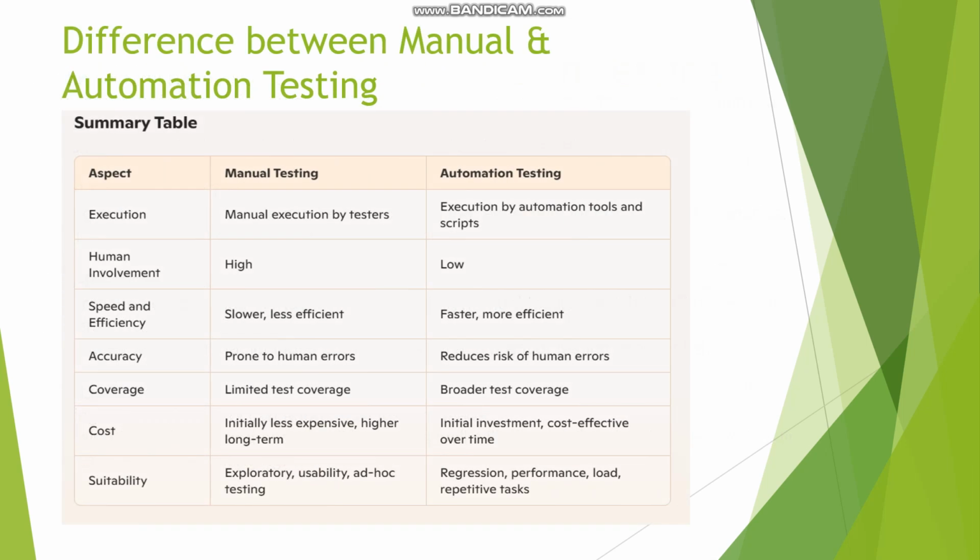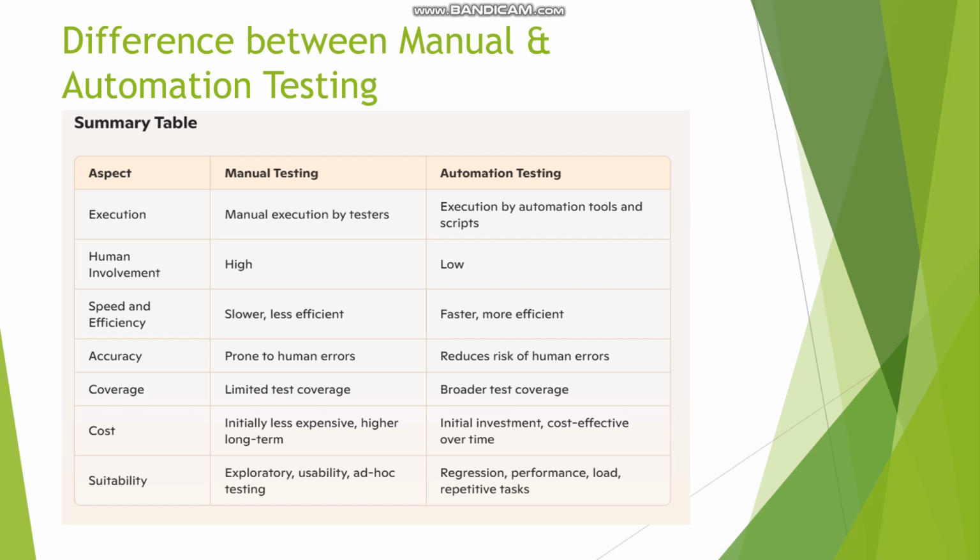Now, the difference between manual and automation testing. Execution: in manual testing, execution is by testers, and in automation, execution is by automation tools and scripts. Human involvement is high in manual, low in automation. Speed and efficiency: slower and less efficient in manual, faster and more efficient in automation.